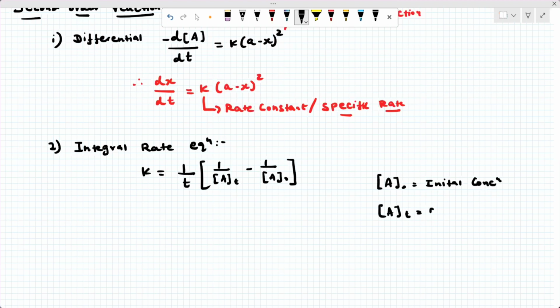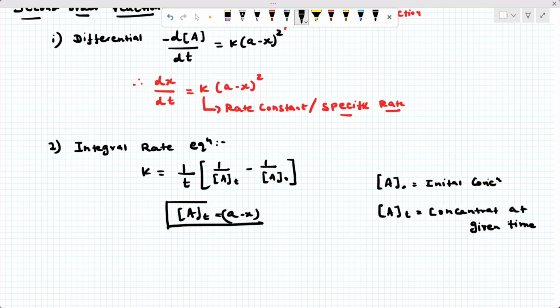The concentration of reactant at a given time, T is equal to the given time. What is At? Nothing but A minus X. This one we discussed in first order reaction, right? Now this is a formula, the integral rate equation, a very important formula from the numerical point of view.